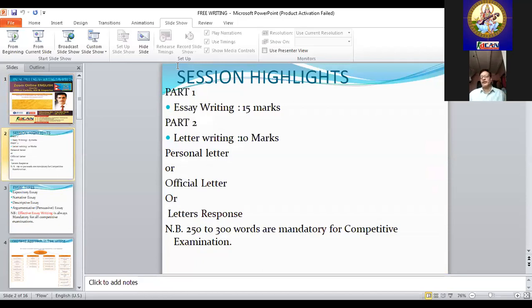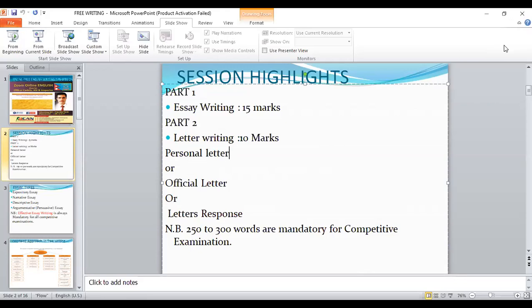Now the third PPT goes with essay types, ladies and gentlemen. First and foremost, I'm going to tell you about expository essay, narrative essay, descriptive essay, and argumentative or persuasive essay. So we have to learn four different types of essay. And always remember, effective essay writing is compulsory for all competitive examinations, so you have to ensure that.